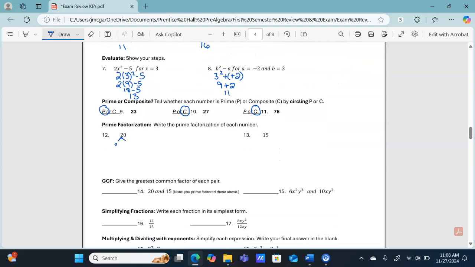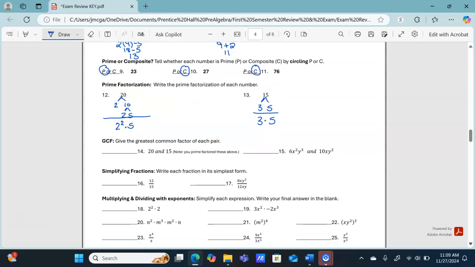Show your prime factorization, 2 and 10, and then 2 and 5. So we get 2 squared times 5. That's your answer. Here it's just 3 and 5, so your prime factorization are 3 and 5.